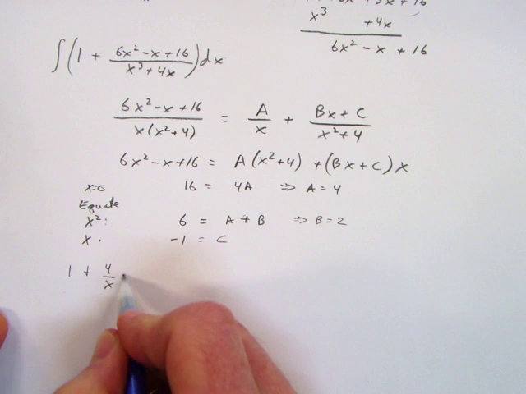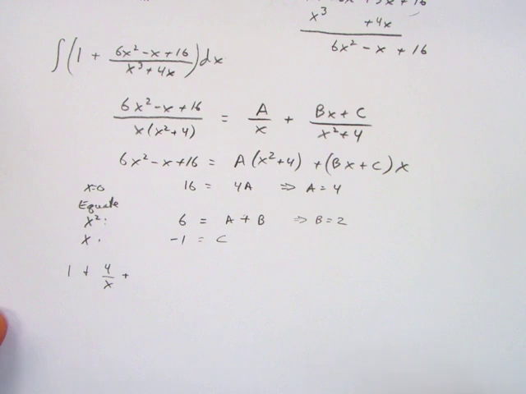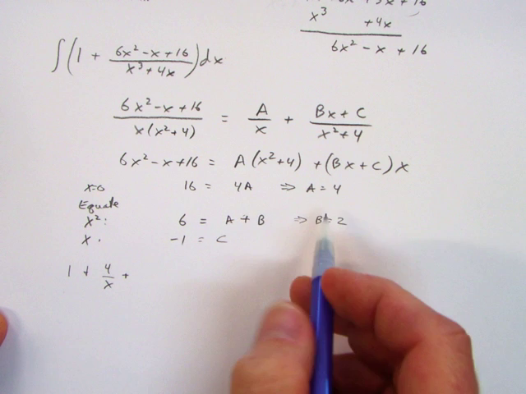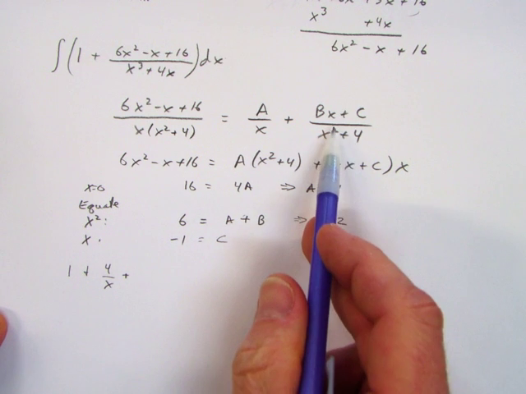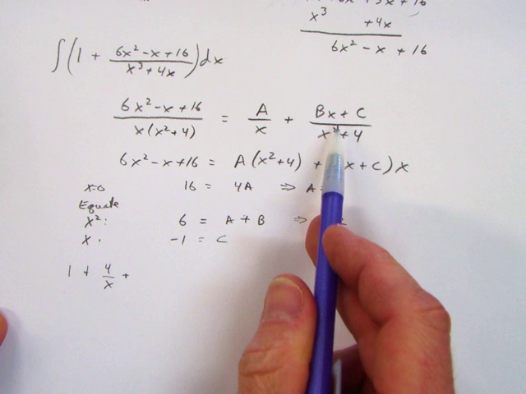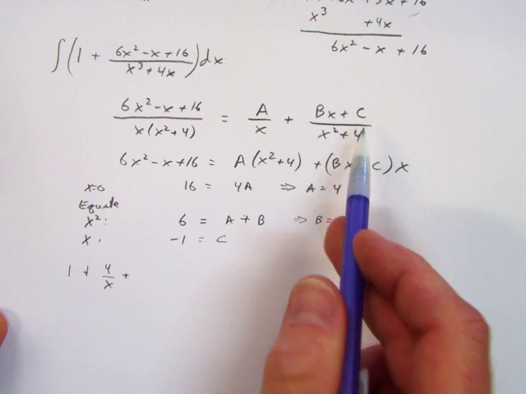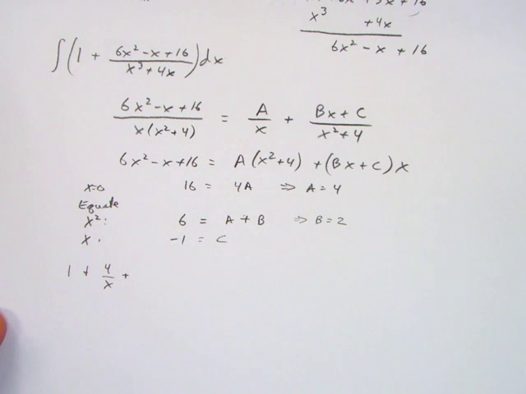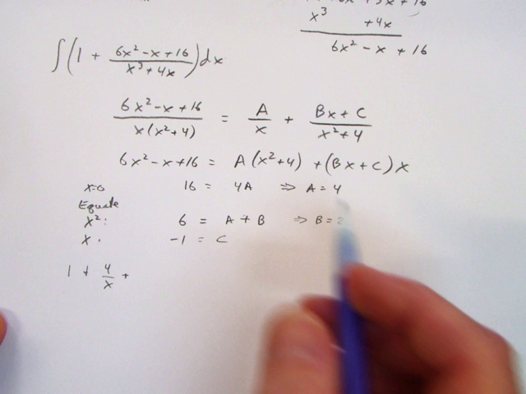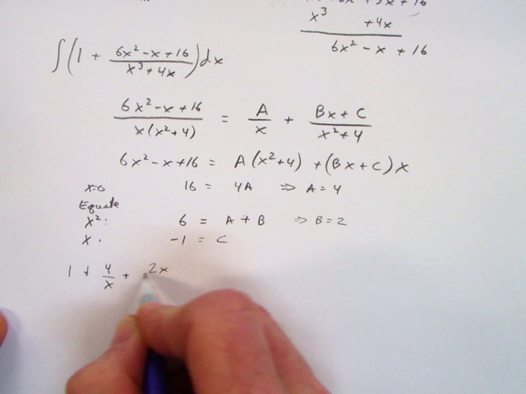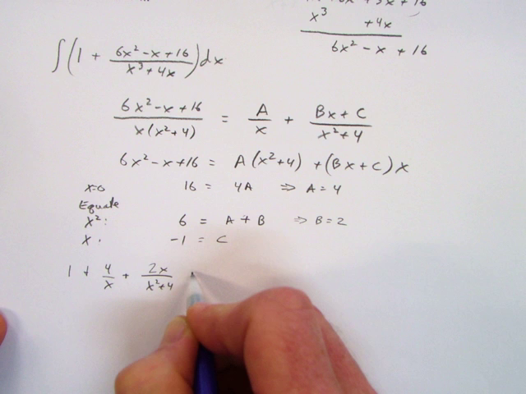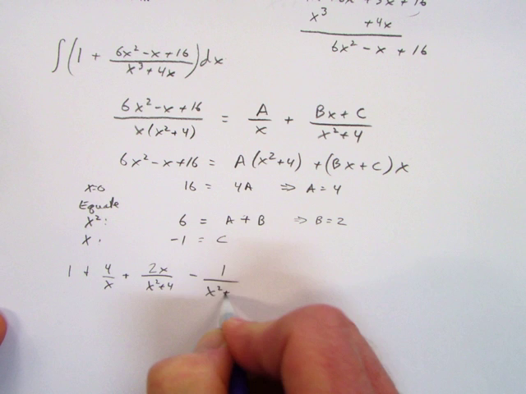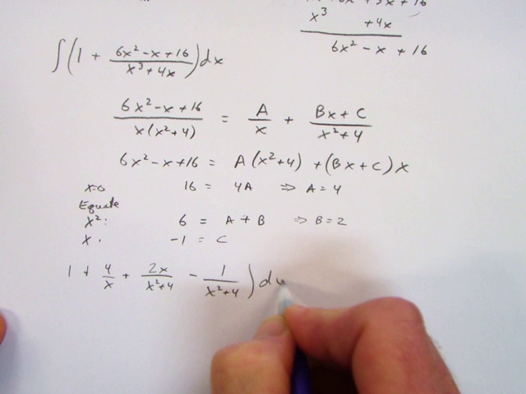plus, now we're going to have to do the same thing as on the last problem. We're going to have this expression 2x plus -1. We're going to need to break that up, so we'll have 2x over x squared plus 4 minus 1 over x squared plus 4 dx. Integrate each piece separately.